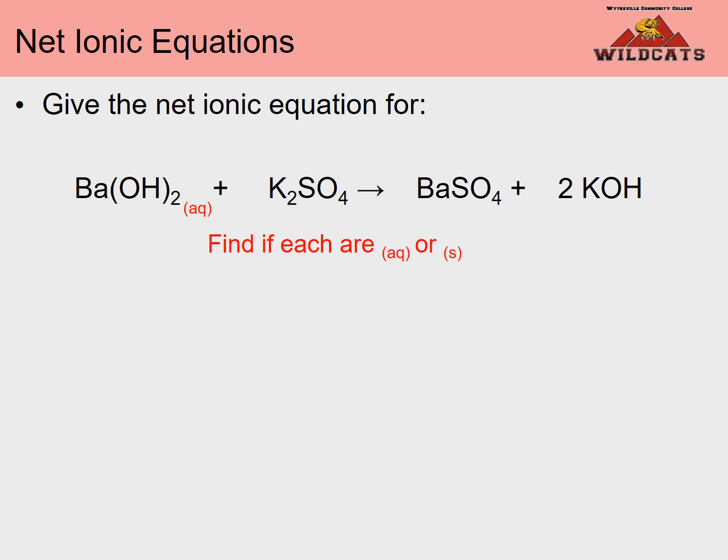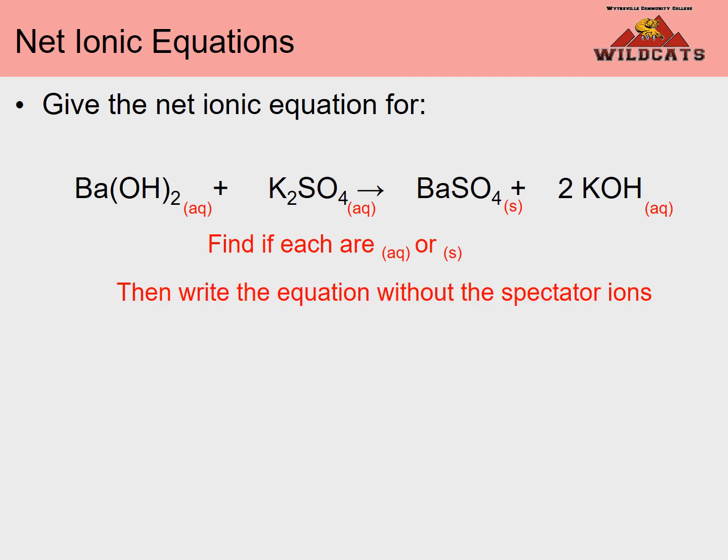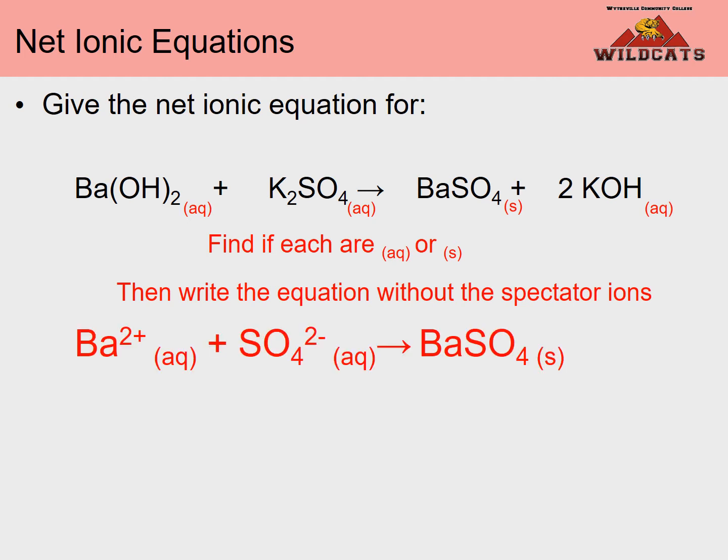So barium hydroxide and potassium sulfate are aqueous because they're our reactants, and typically it's two solutions. I'm going to look on my solubility table. Barium sulfate is a solid, and if I look for potassium hydroxide, I'm going to find that it's aqueous. So to find the net ionic equation, we're going to write the equation without the spectator ions. So I'm going to pull the BaSO4 down because it's the solid, and then I'm going to write down the ions that are used to make it.